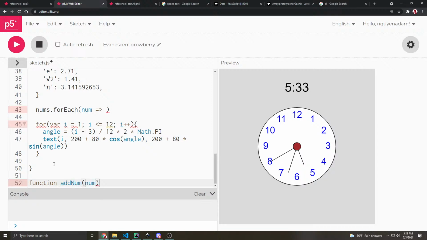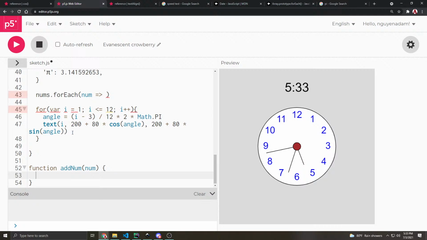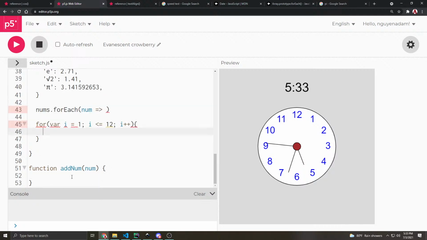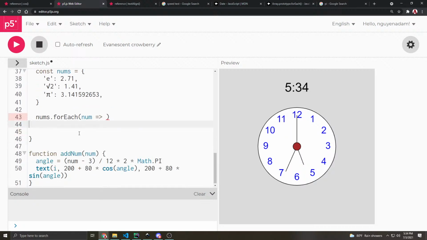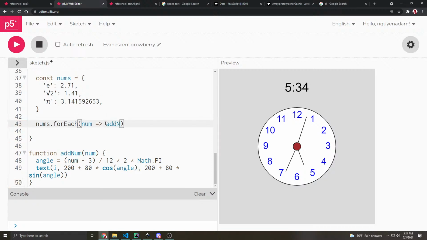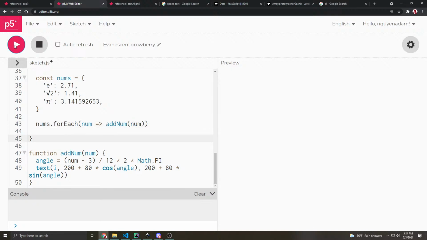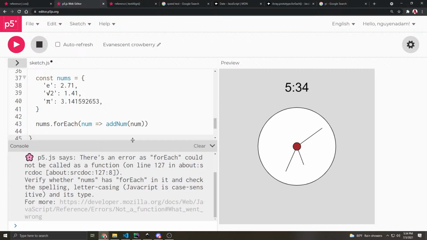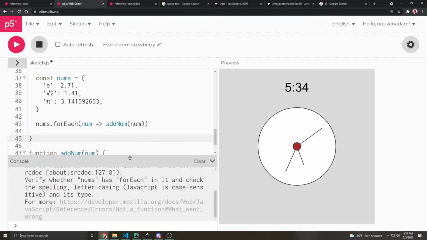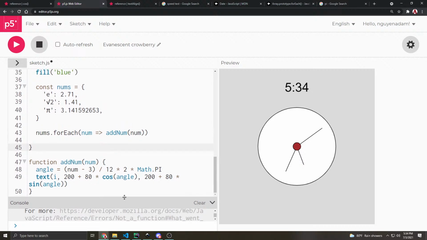We'll pass the number. And then we will copy all this, and instead of i, we'll call it num. Yeah, that should work. And then hopefully, we're testing it. Add num. Run.